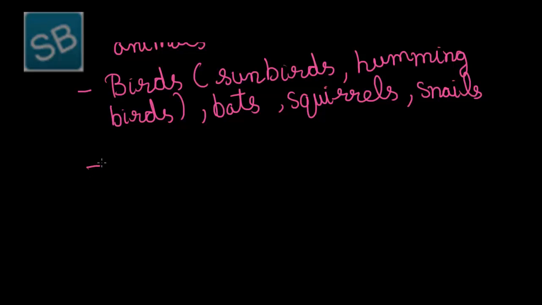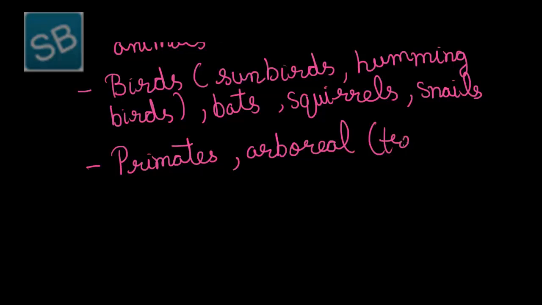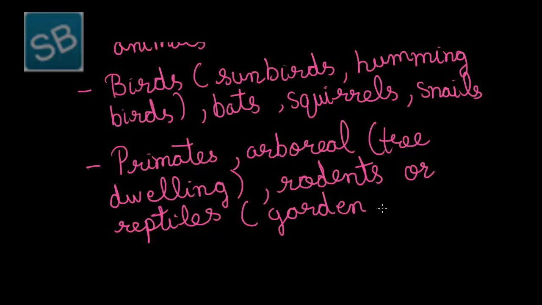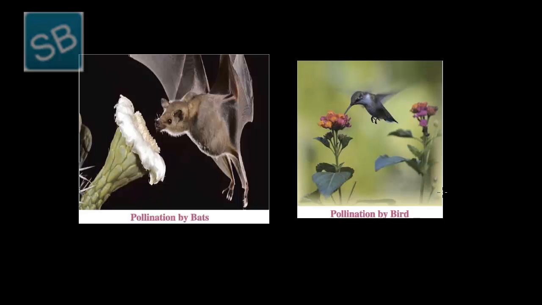Apart from this, other larger animals like primates, then arboreal animals, that are tree-dwelling animals, rodents, or sometimes even reptiles like garden lizards also act as pollinating agents for some species. This figure depicts the pollination by bats and birds.